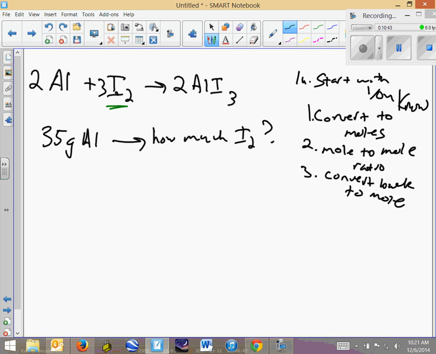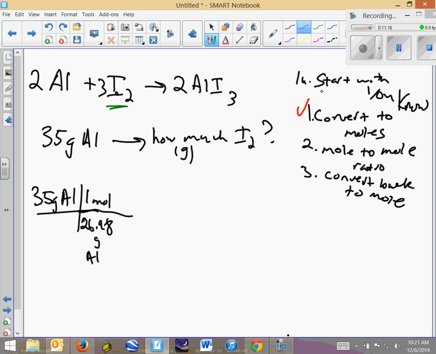Okay, so here we go. We're going to do this problem. We want to know how much, and that means grams, by the way, of I2 do we need to finish the reaction. Okay, starting with what I know, 35 grams of aluminum. What's the molar mass of aluminum? Let's look that up here. 26.98. So from your periodic table, it says that 26.98 grams of aluminum is the same as 1 mole of aluminum. So there we go. Starting with what I know, I converted to moles.